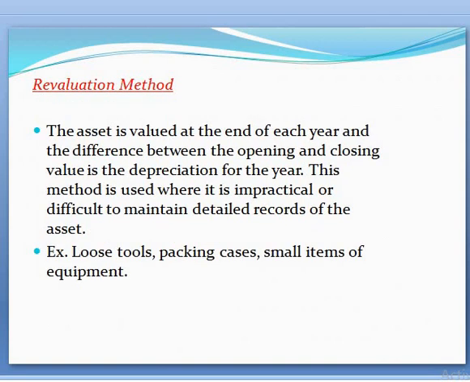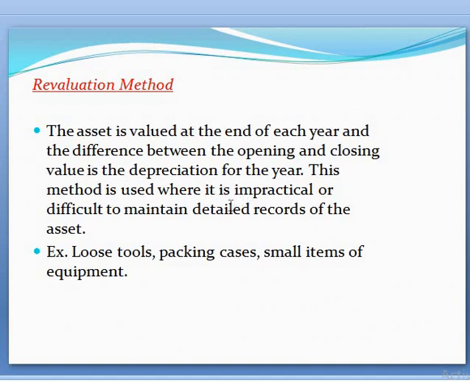Revaluation method is where you revalue especially the small tools or tools of low value, loose tools. So this is just to look at the value at the beginning and at the end, and you subtract. So the asset is valued at the end of each year, and the difference between the opening and the closing value is the depreciation for the year.